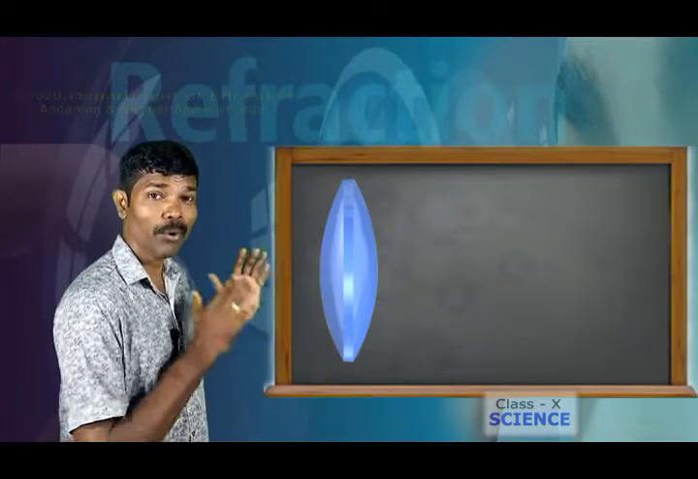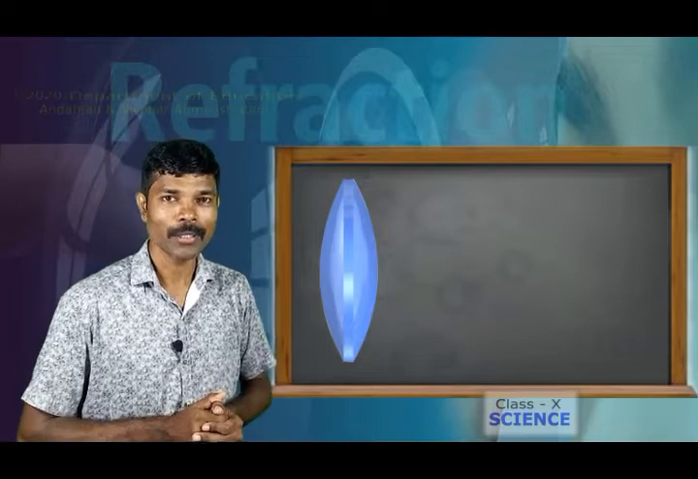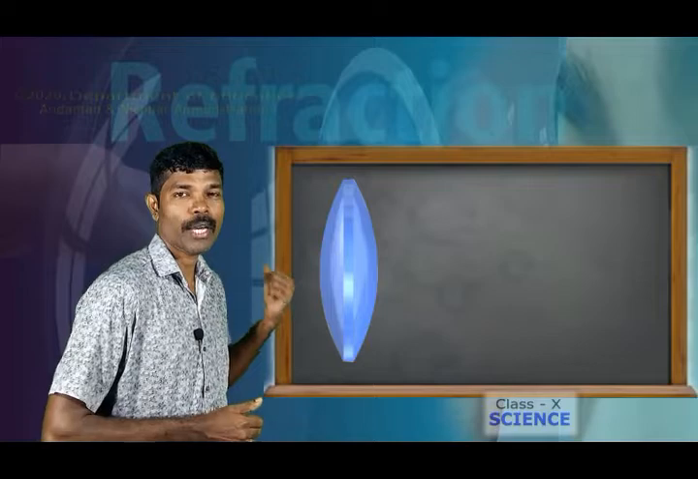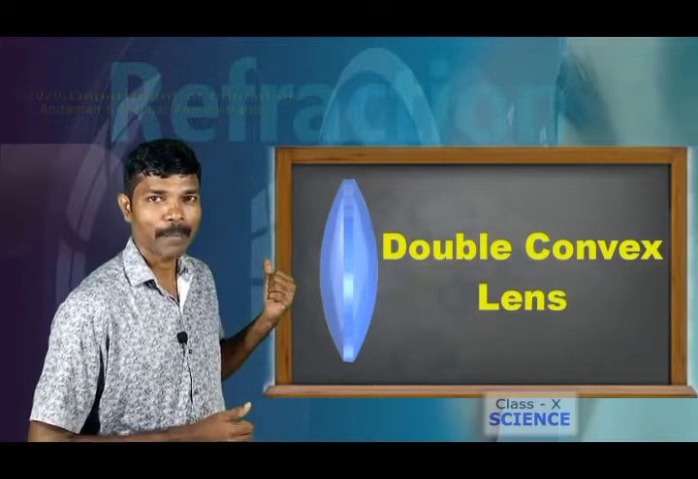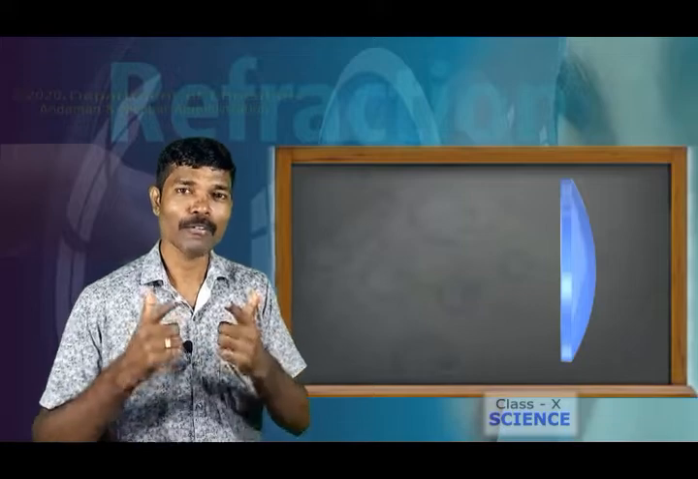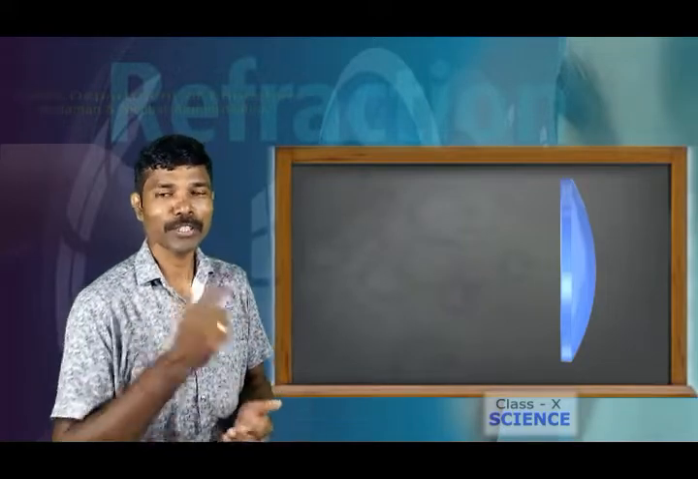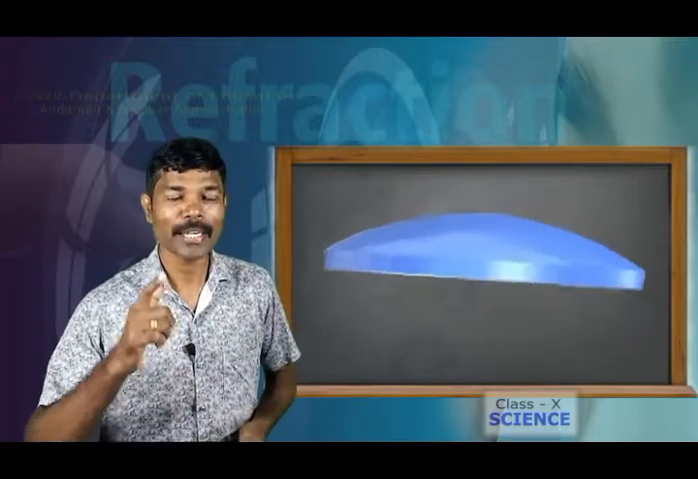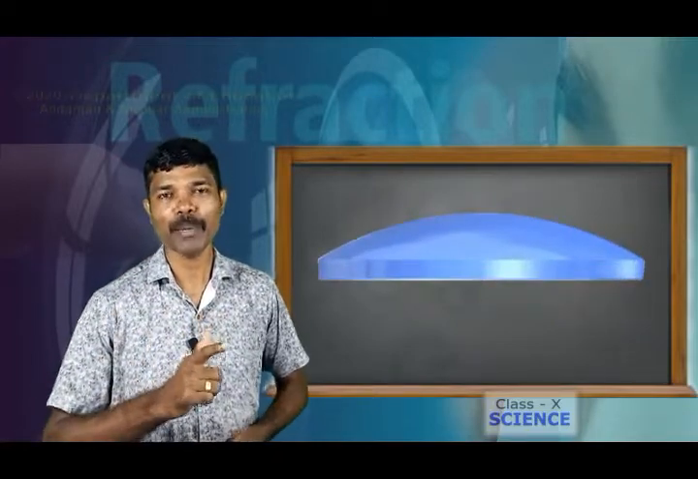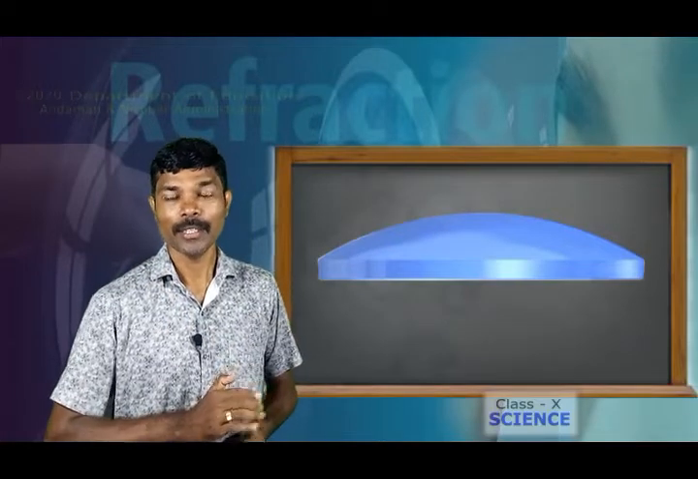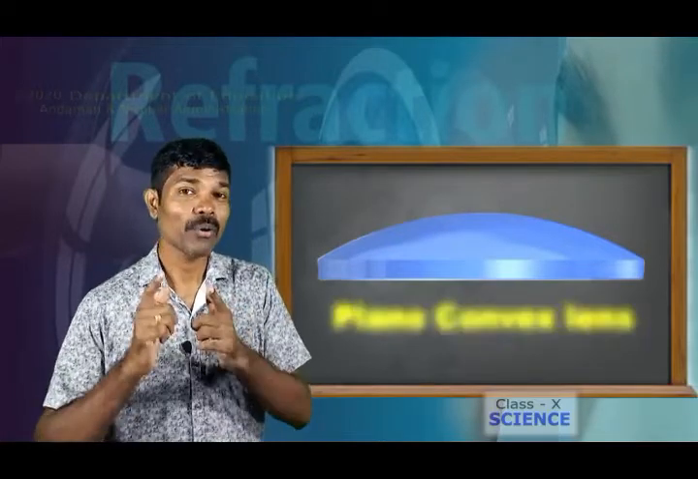Here you see both the surfaces are curved or spherical in shape. Such a type of lens is known as double convex lens. But on the other side you see this is also an example of convex lens, but one surface is plane and the other surface is spherical. Such a lens in which one surface is plane and the other surface is spherical or curved is known as plano-convex lens.